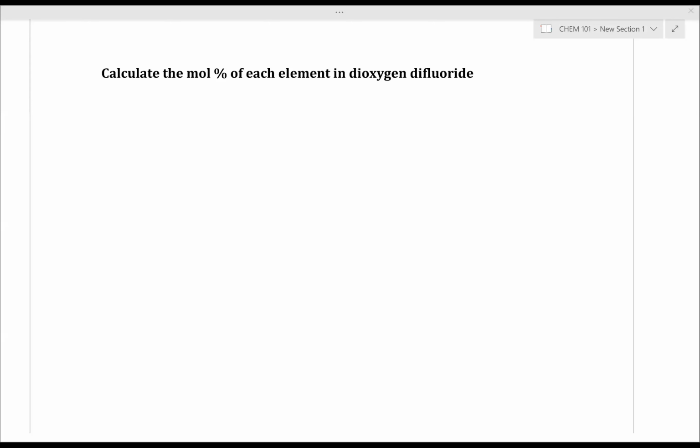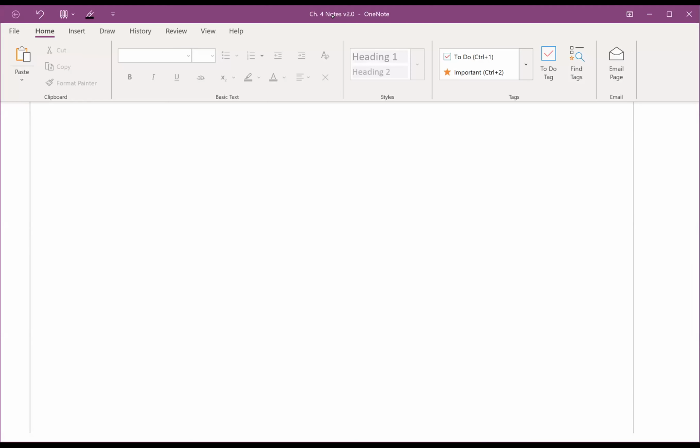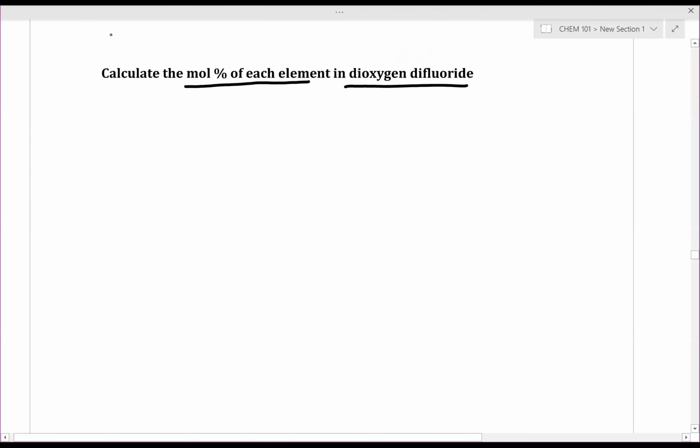We were discussing calculation of mass percent and mole percent. So now let's look at a more difficult or slightly more involved example where we're asked to calculate the mole percent of each element given the name. So I'm telling you that this is dioxygen difluoride. It's quite a reactive species with very interesting properties and reactivity.